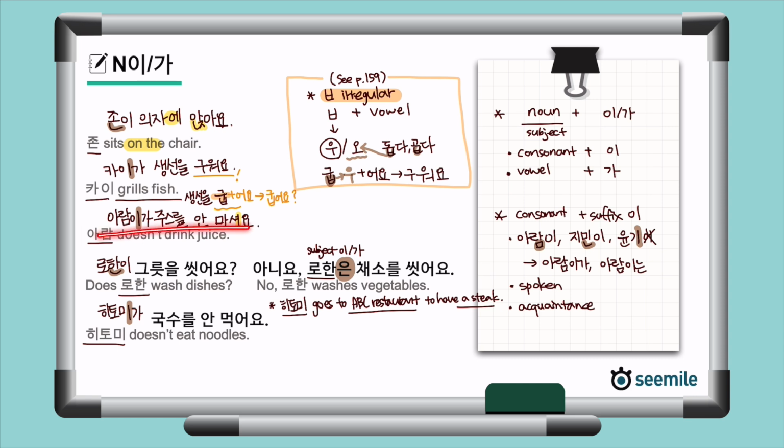아람이가 주스를 안 마셔요. 로한이 그릇을 씻어요? 아니요, 로한은 채소를 씻어요. 히토미가 국수를 안 먹어요. Good job! For more examples, please see page 53.